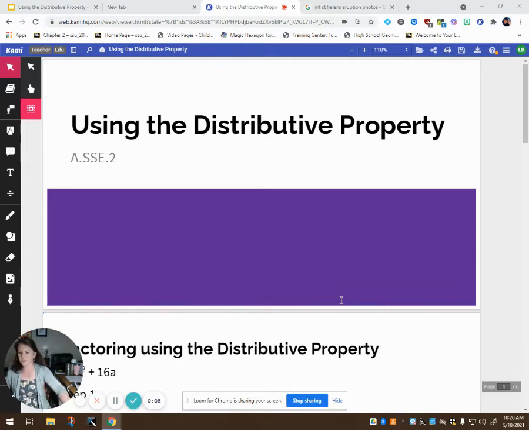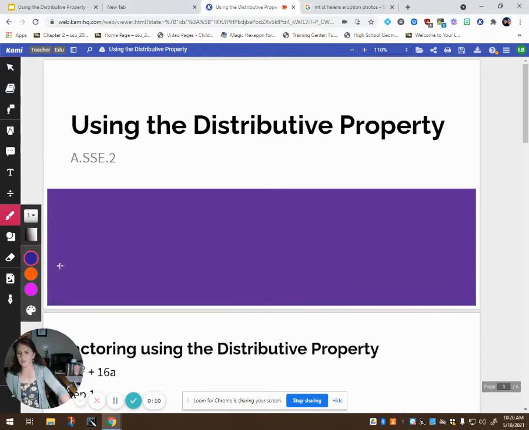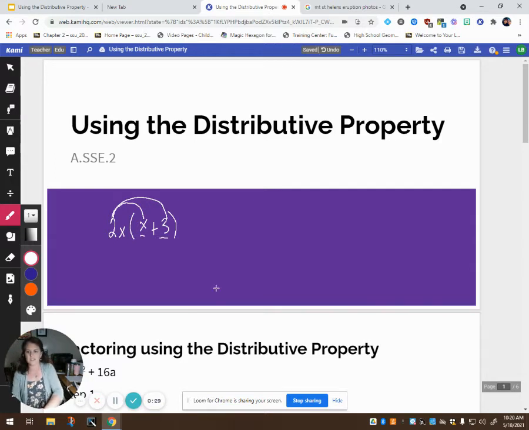So we've talked about the distributive property off and on this year, quite a bit actually. I just want to remind you that what the distributive property entails is taking a number outside of the parentheses and multiplying it by both terms, or all the terms, inside the parentheses. In this case, it's two terms. Remember, terms are separated by pluses and minuses.